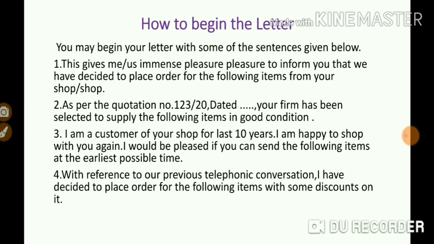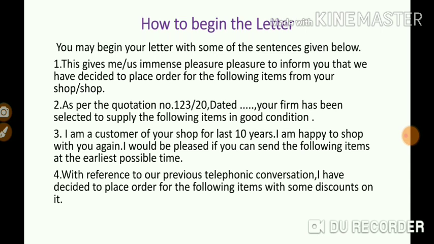If you can come out with some good literary skills and you can employ some good words to express your views, that would be much better. But if you are unable to do so, just stick to the sentences that I have provided here. Simply learn it by heart and go for it. Now let us see how to begin the letter. Means in the first part, the introductory part, what should be written? First sentence I have given you is, it gives me immense pleasure to inform you that I have decided to place order for the following items from your shop.